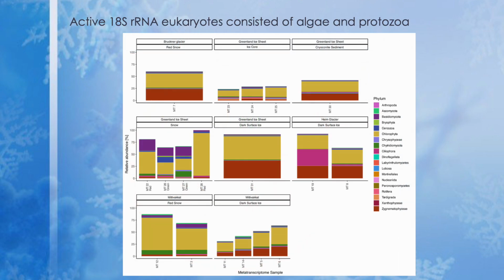The active 18S ribosomal RNA eukaryotic community consisted of various algal and protistan members. The variety of active algae and protists in different Greenland ice sheet habitats that contain NCLDV marker genes suggests that infection can occur on a range of eukaryotic hosts in icy habitats.